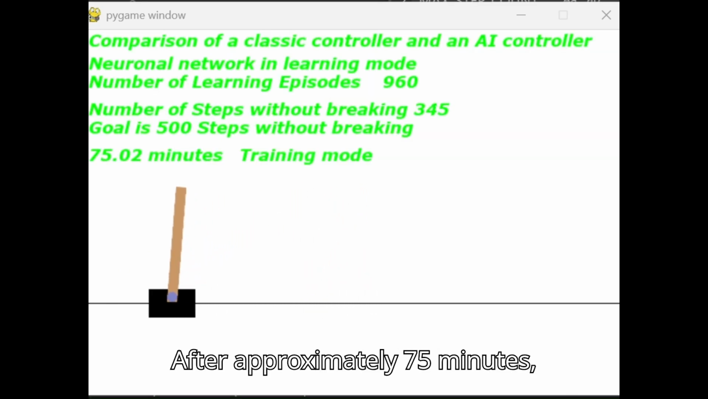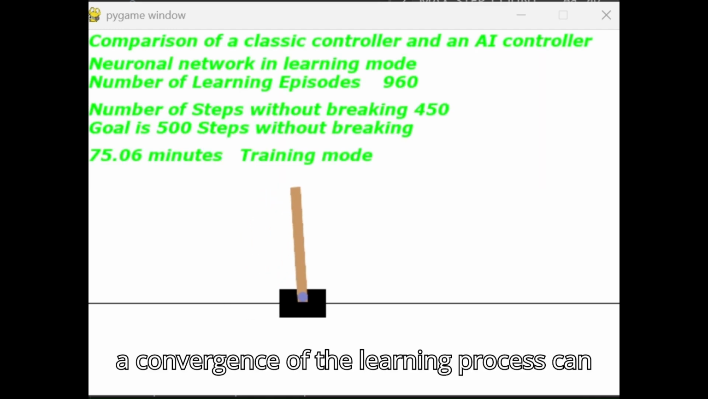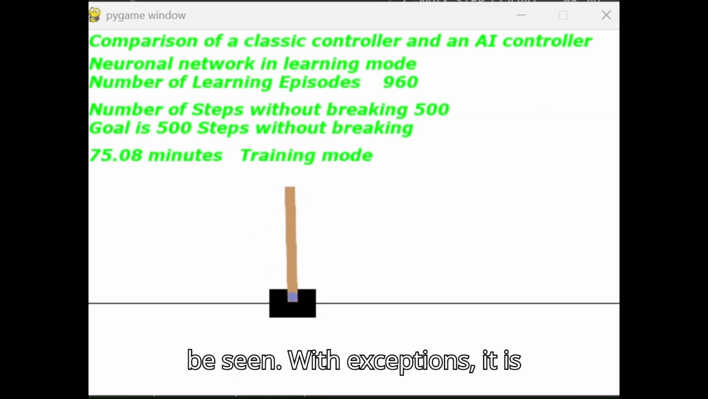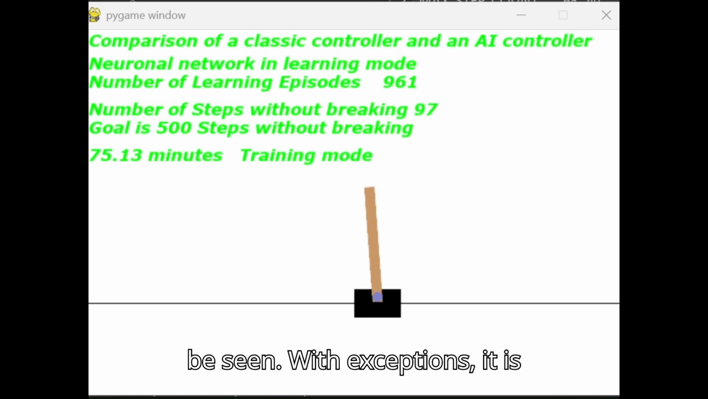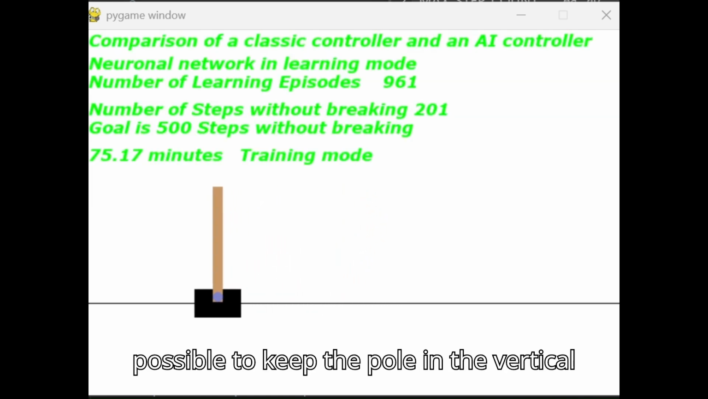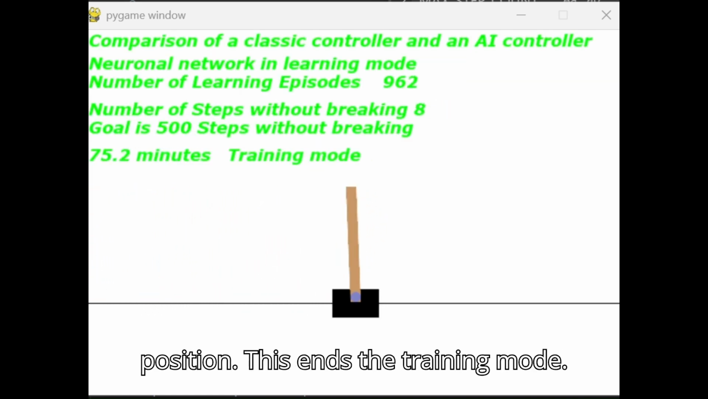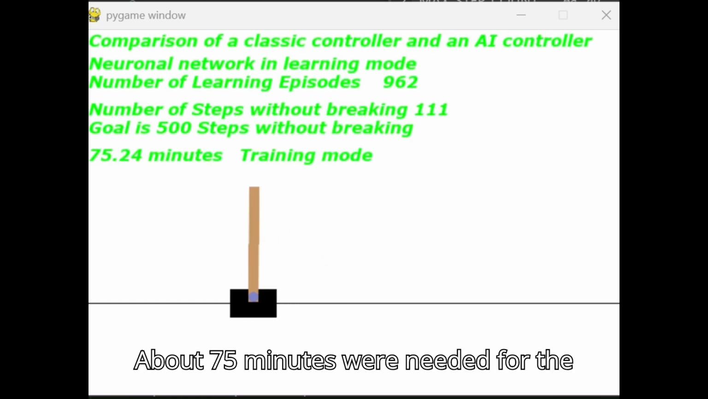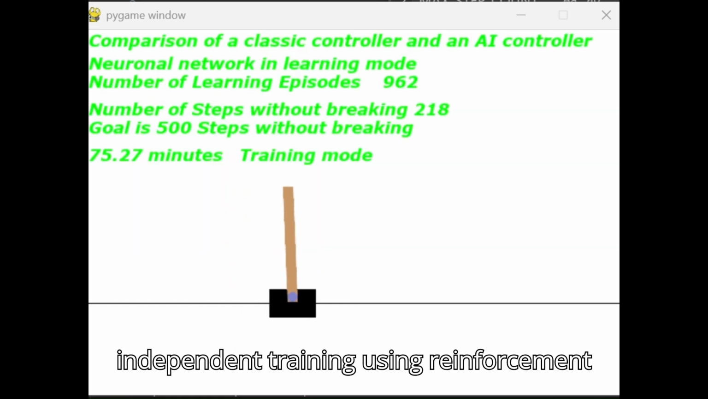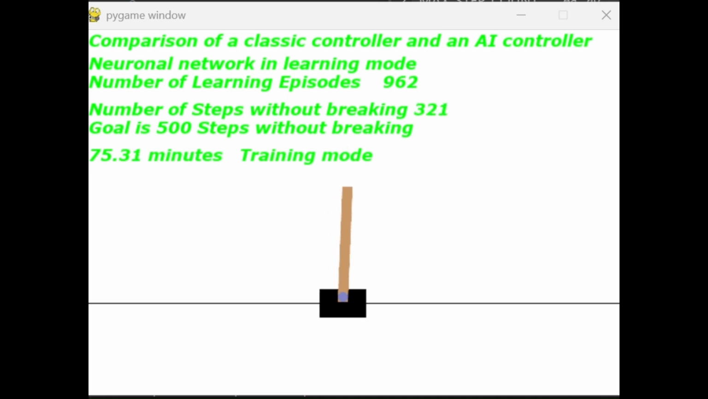After approximately 75 minutes, a convergence of the learning process can be seen. With exceptions, it is possible to keep the pole in the vertical position. This ends the training mode. About 75 minutes were needed for the independent training using reinforcement learning.